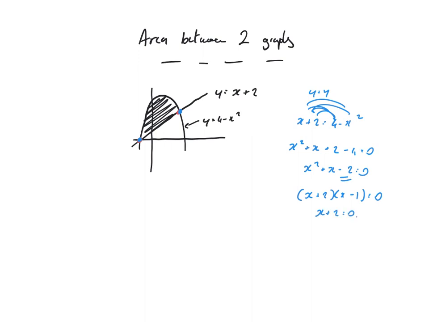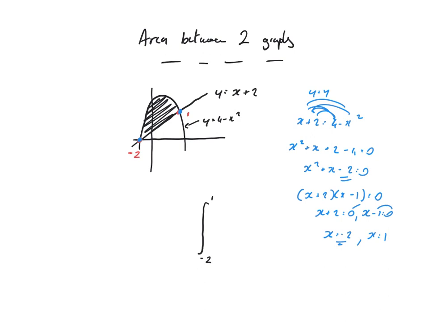Okay, x plus 2 equals 0 and x minus 1 equals 0, which will give me x equals minus 2 and x equals 1. Okay, so that's the points of intersection. They occur when x equals minus 2 and x equals 1, so they'll now serve as my limits. Okay, so I'm going to integrate then between the upper limit of 1 and the lower limit of minus 2.